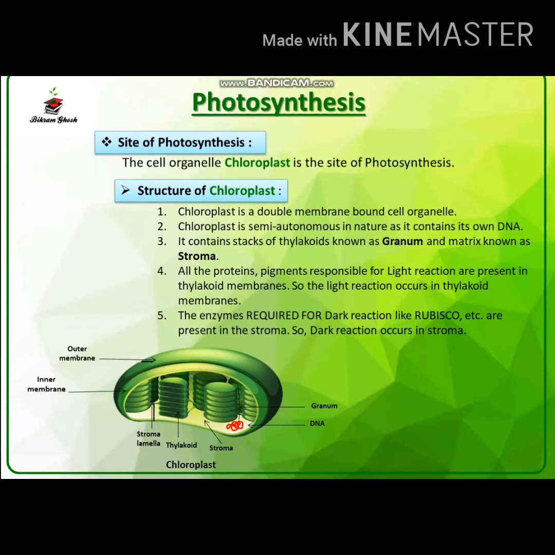Here it is the outer membrane, inner membrane, stroma, and thylakoid. Single coin-like structure is known as thylakoid, and the stacks of those coins or thylakoids is known as granum. And here the red colored string-like structure is known as DNA, and the connections between two adjacent granum is known as stroma lamellae.